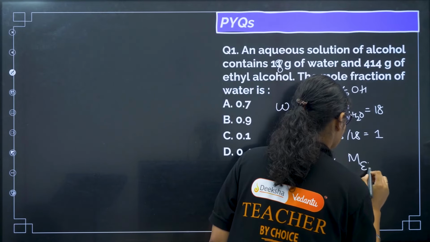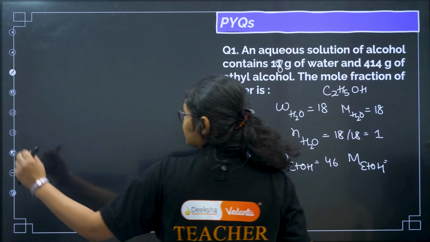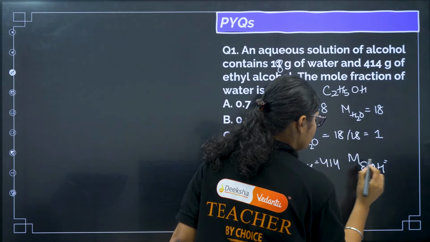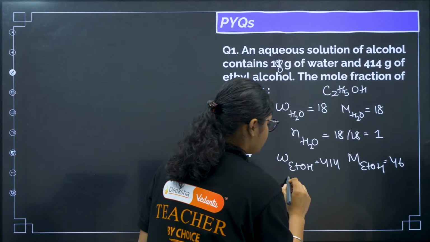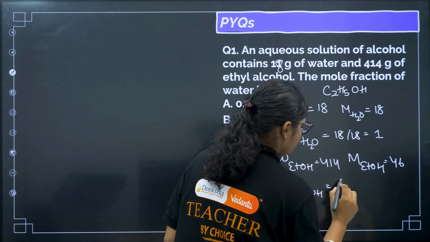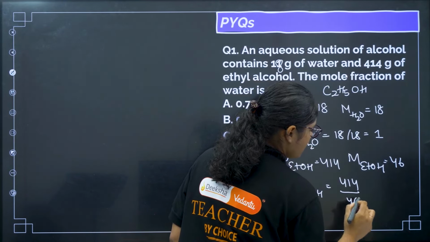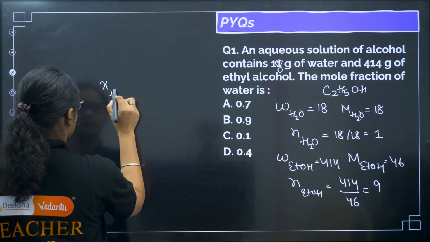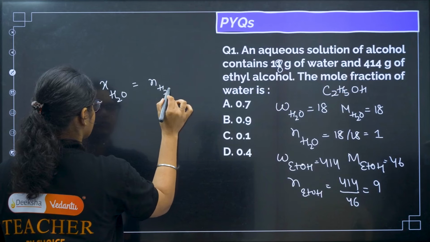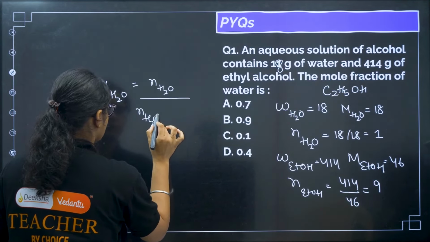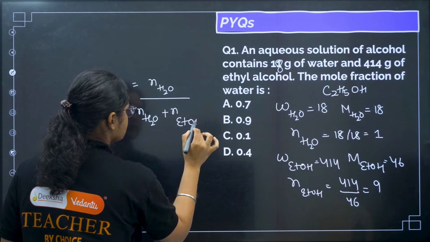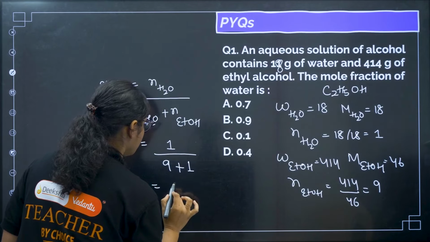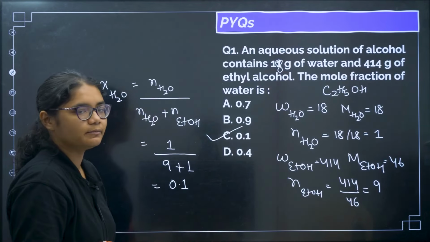Now the given mass of alcohol is 414 gram and the molar mass is 46 gram, right? If I want to calculate the number of moles of ethanol, then it will be 414 by 46, so this is 9. Okay, so now let us calculate the mole fraction of water. That will be equal to the number of moles of water divided by the number of moles of water plus the number of moles of ethyl alcohol. So that will be equal to 1 by 9 plus 1. That will be 0.1. So the correct answer for this question will be option number C.